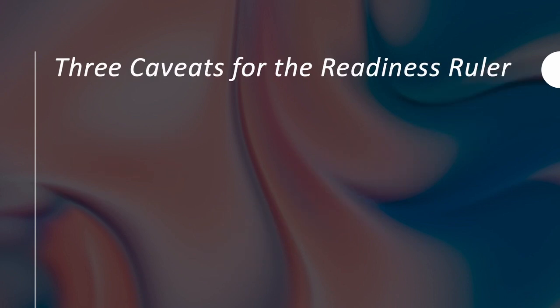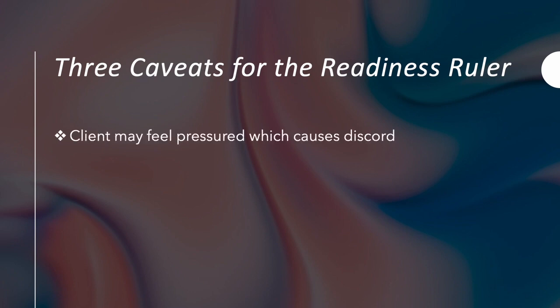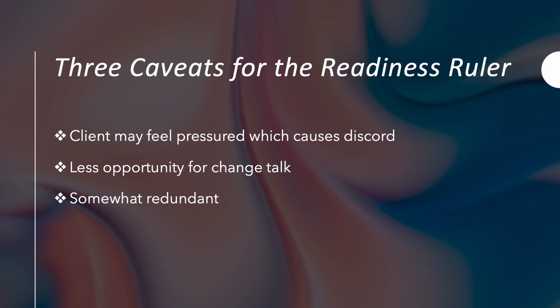Some caveats to consider when using the readiness to change ruler. There's potential to cause discord if the client feels they are being pressured to change. There's less opportunity for change talk to occur in the conversation that takes place after the ruler is used. And finally, the other 2 rulers can achieve the same thing as the readiness to change ruler.